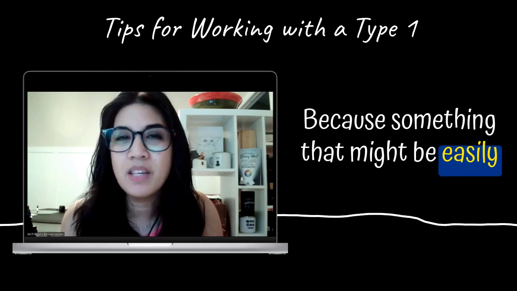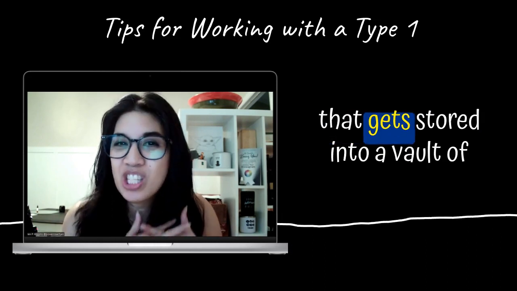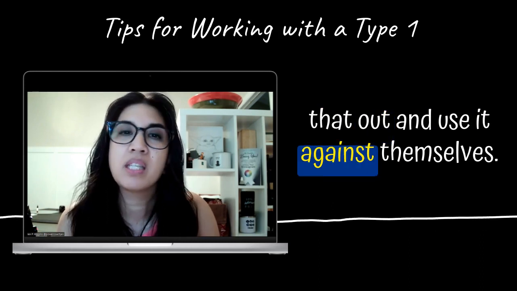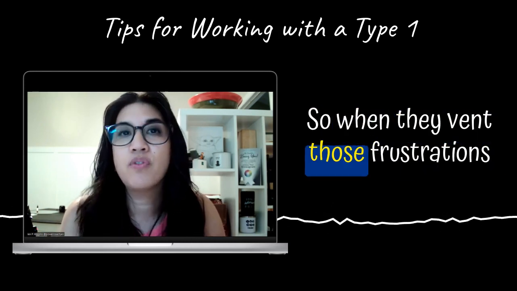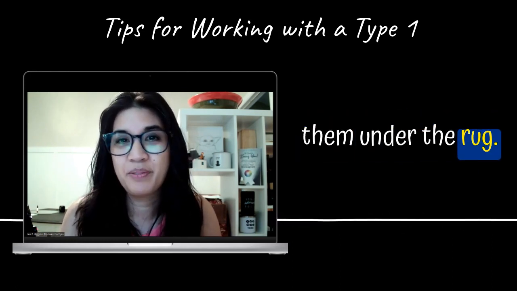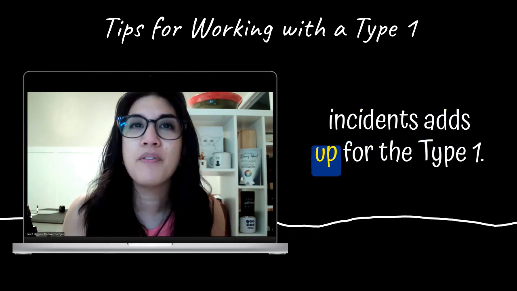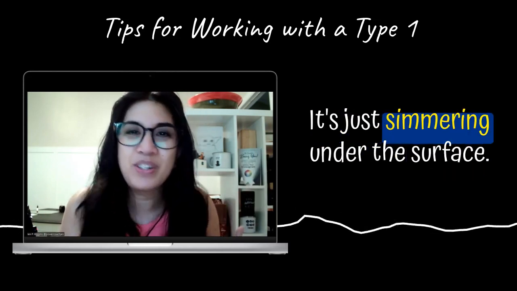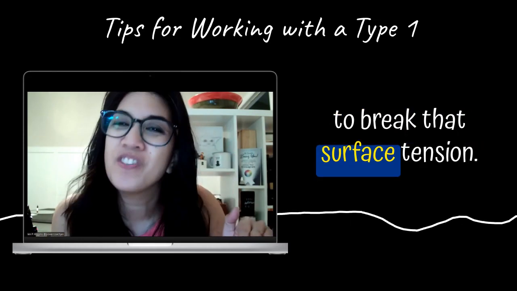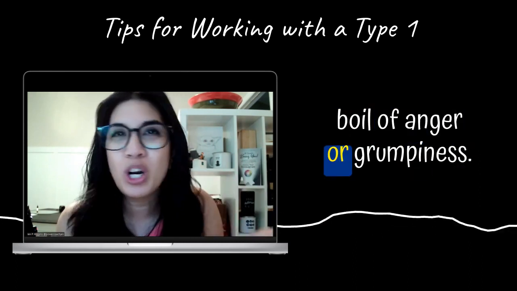Because something that might be easily forgivable for you, like forgetting to dot an I on a sticky note reminder, gets stored into a vault of negative self talk. And they can pull that out and use it against themselves. So when they vent those frustrations to you, you need to be able to acknowledge them and not sweep them under the rug. A whole vault of seemingly benign incidents adds up for the type 1. It's just simmering under the surface, and it only takes a little something to break that surface tension, and then it turns into this rolling boil of anger or grumpiness.